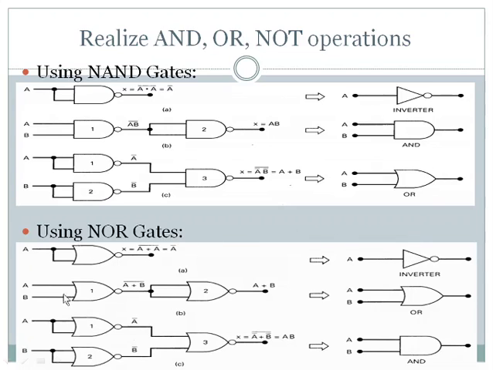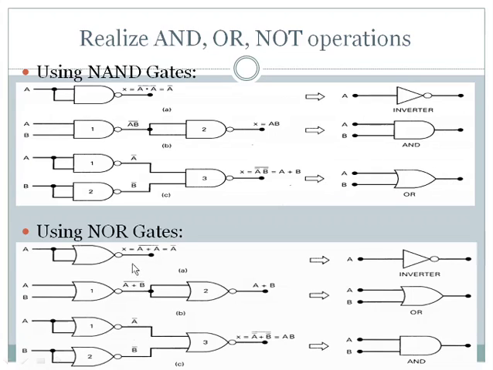And similarly, you can see the second circuit. Here we have taken the first NOR gate. The inputs are A and B. The output of NOR gate 1 is (A plus B) bar. And when this is given as input for the next NOR gate, you can see this complement goes away and the output becomes A plus B. So this is the result of an OR gate.